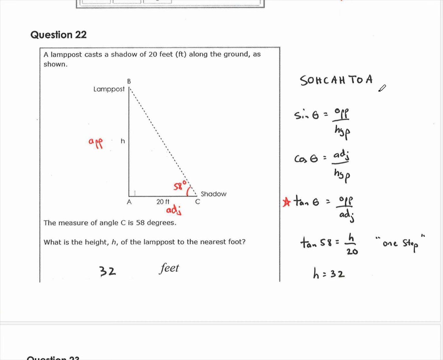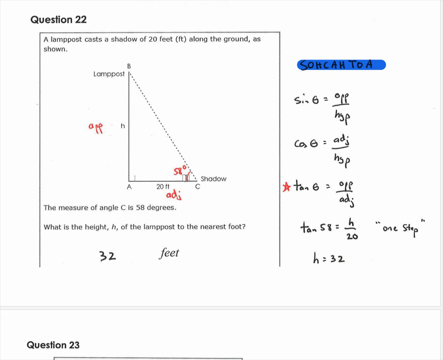Okay, this is trig. This is just me reminding you that we know that SOHCAHTOA is true. This is actually given on the air test: sine, cosine, and tangent. In this case, I have this angle is 58. That's the angle of elevation. This is given as 20, and I want the height of this thing. So I want the opposite.